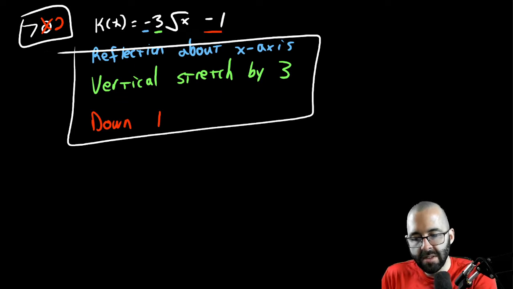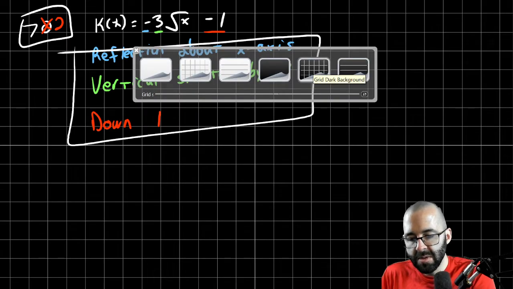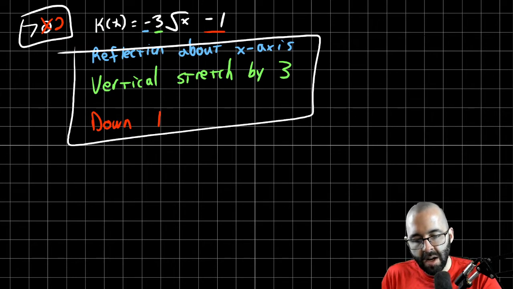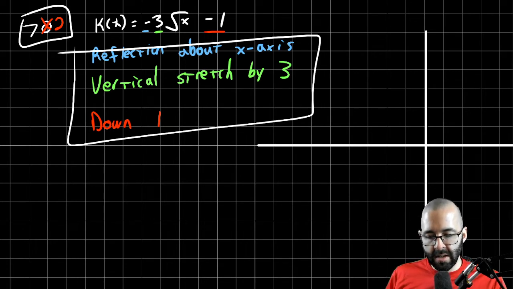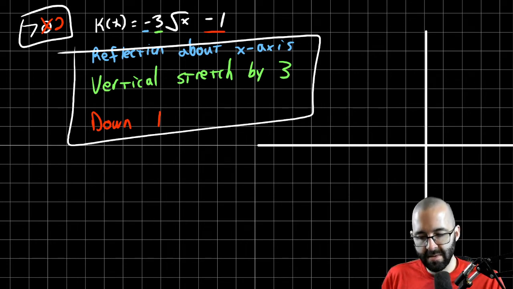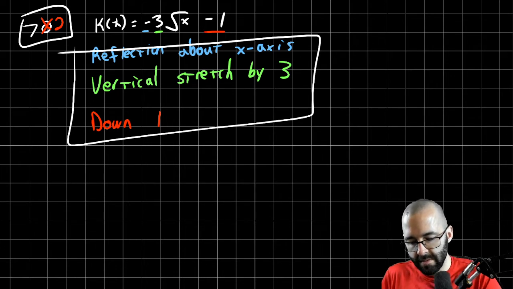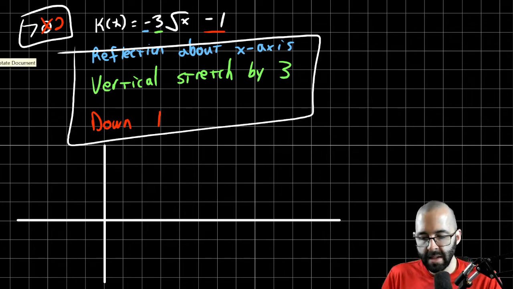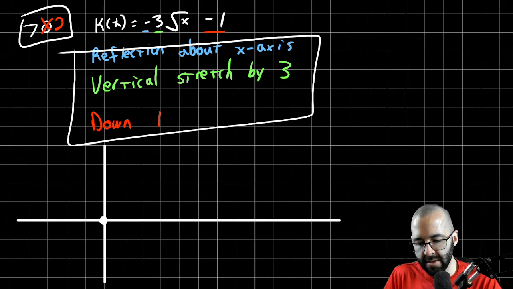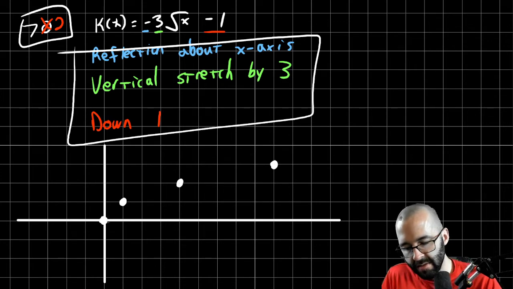So these are all the transformations that are being done. But we also want to sketch. We'll use Desmos to help us sketch, but we are going to copy our answers here. The toolkit function, square root of x: square root of 0 is 0, square root of 1 is 1, square root of 4 is 2, square root of 9 is 3. This is what our toolkit function looks like.